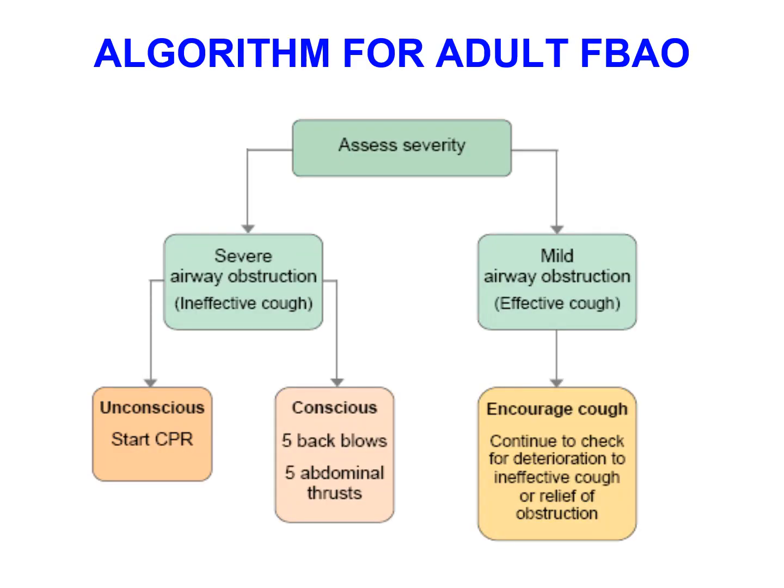Next, we look at basic life support in an adult choking scenario. Next, we look at the algorithm for an adult foreign body airway obstruction, or adult choking scenario. Firstly, you assess the severity. Determine whether it is severe airway obstruction, evidenced by ineffective cough or very weak cough.